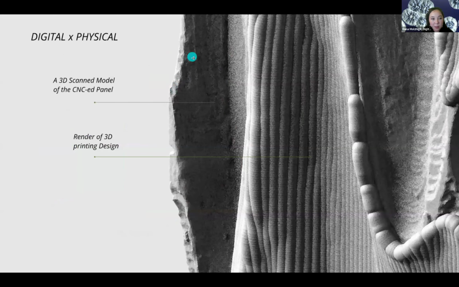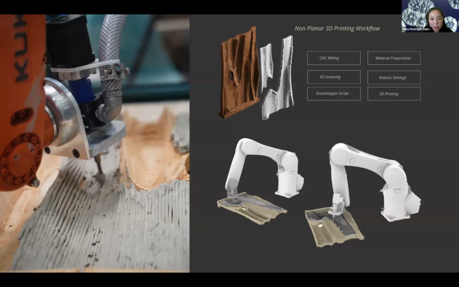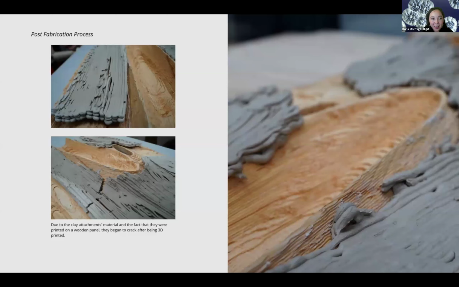This is a 3D scan of a physical model, and this is a render of the 3D printing design. And this is a digital view of how it might look over time, and this is the robotic fabrication, 3D printing clay onto wood, which we have not done in our program. And of course, it started cracking. This is the post-fabrication process. Yes, so I learned a lot personally.